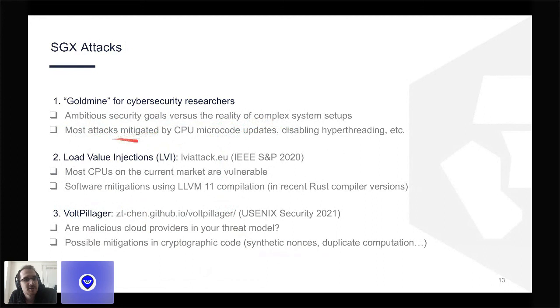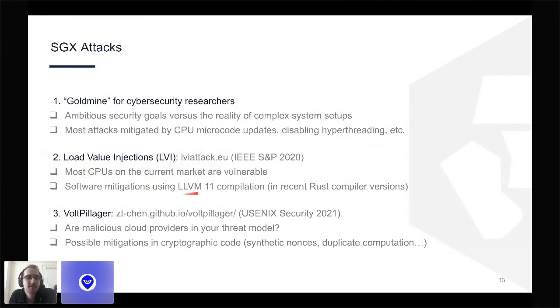Luckily, Intel was forward-looking, so most of the attacks can be mitigated by either CPU microcode updates or some settings in the BIOS. For example, disabling hyperthreading and things like that. But there are two attacks that we as software developers still need to worry about. One is LVI. If you haven't heard of it, I recommend you check out their website. They have a very cool movie trailer for their paper. And the thing about LVI is that most of the CPUs on the current market are vulnerable.